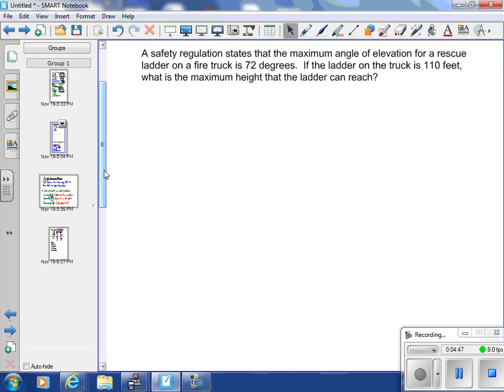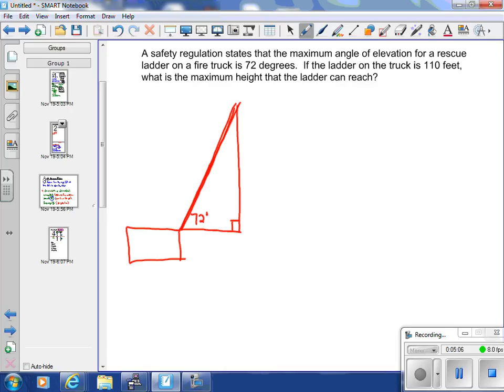A word problem here using some of that stuff. Safety regulations say that the maximum angle of elevation for a rescue ladder on a fire truck is 72 degrees. So we're going to draw a simple right triangle picture out of this. Here's the fire truck over here. Here's the ladder right there. So the maximum angle of elevation is 72 degrees. If the ladder, which is this part right here, is 110 feet long, how far up can the ladder reach?